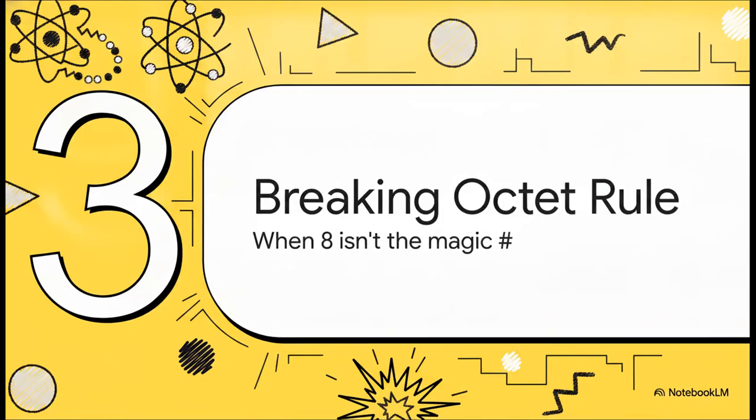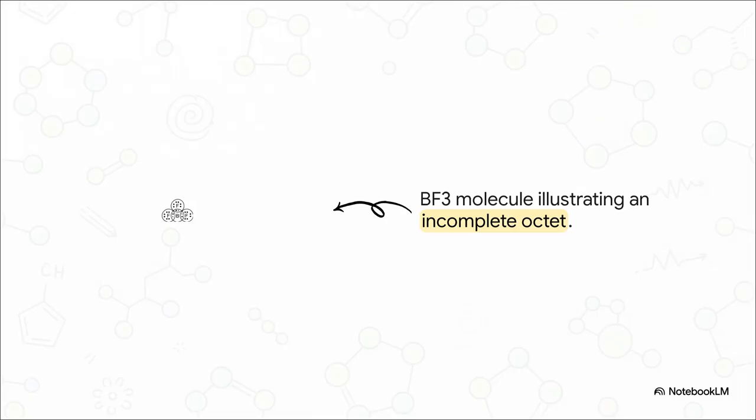All right, section 3, breaking the octet rule. Because honestly, just when you think you've got the rules nailed down, everyone wants exactly 8 electrons, nature throws a massive curveball. Look at the central boron atom in boron trifluoride. It starts with 3 valence electrons, shares 1 with each fluorine, and, well, that only brings its total up to 6, not 8. 6. And yet it forms a totally stable molecule. It's perfectly happy with an incomplete octet, creating what chemists call an electron-deficient compound.